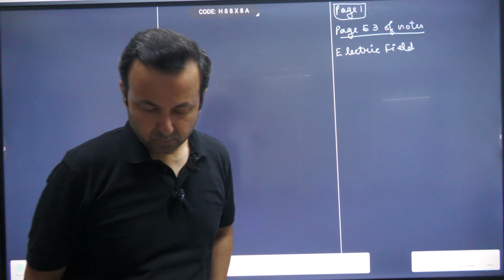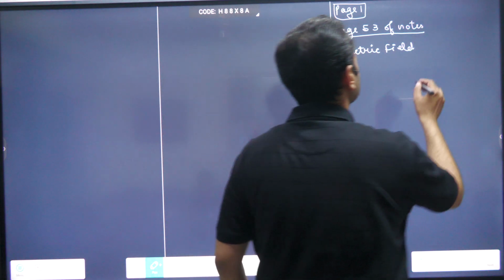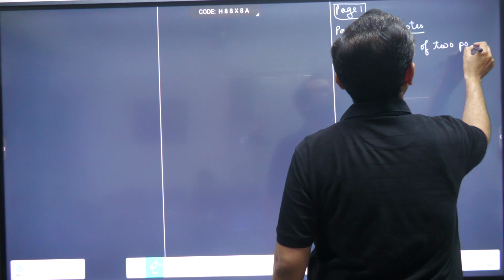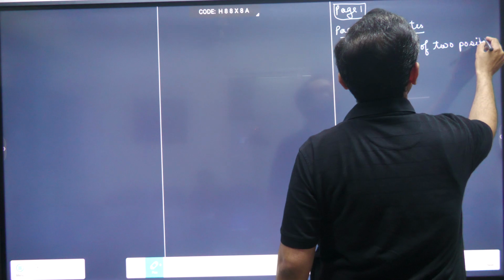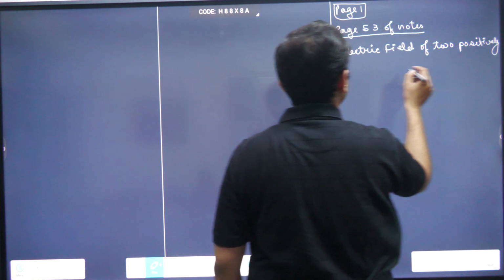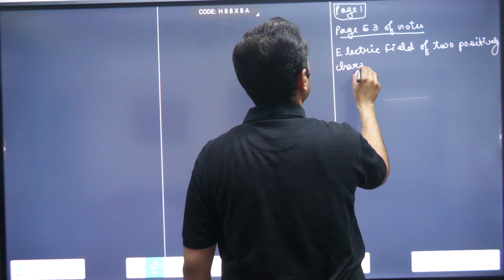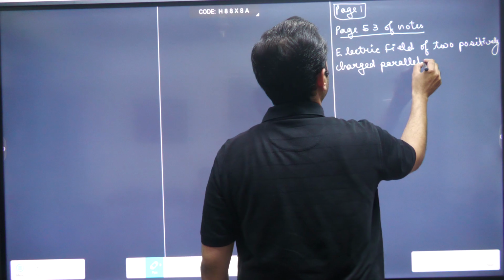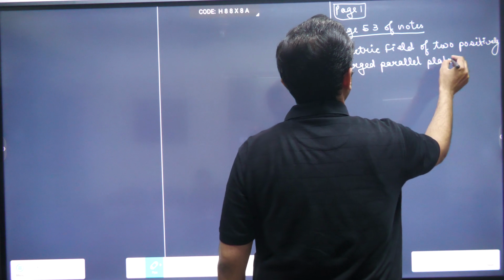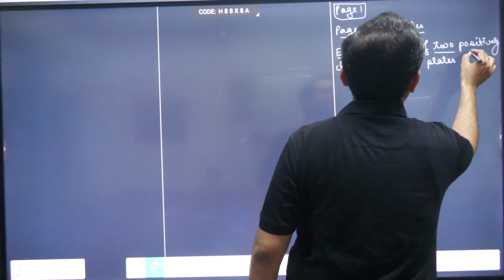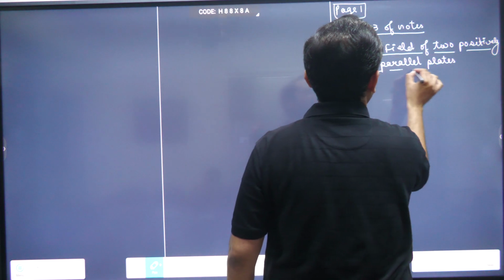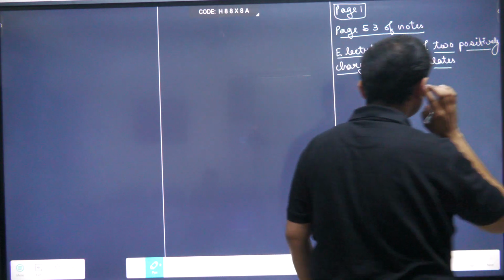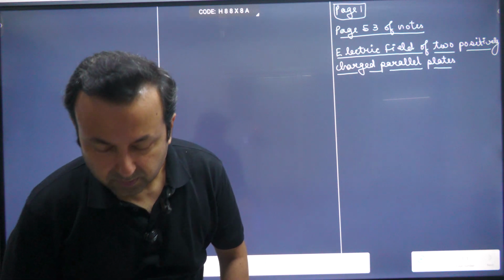Electric field of two positively charged parallel plates. Electric field of two positively charged parallel plates. Two positively charged parallel plates.